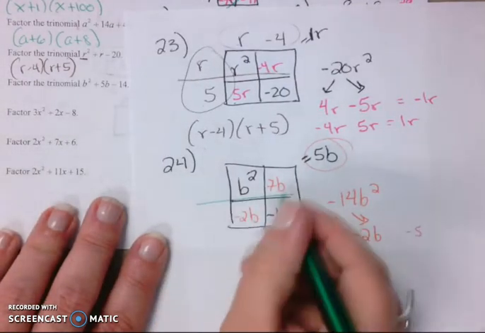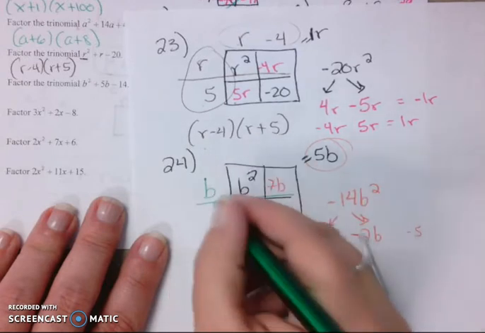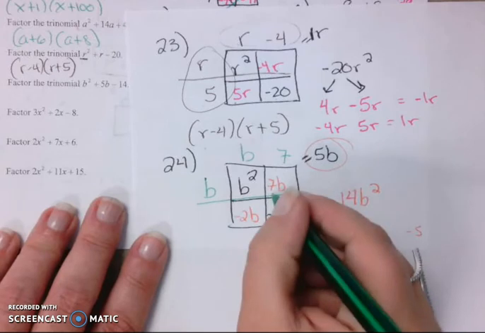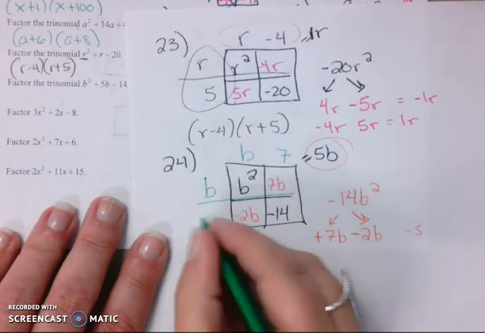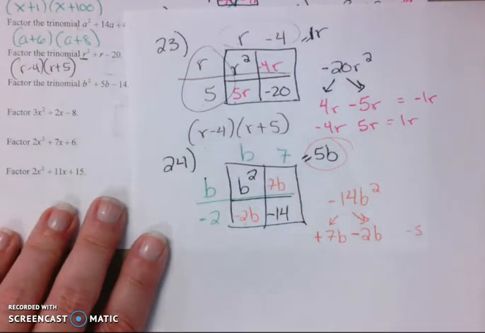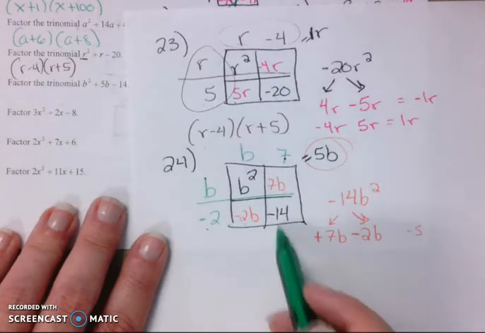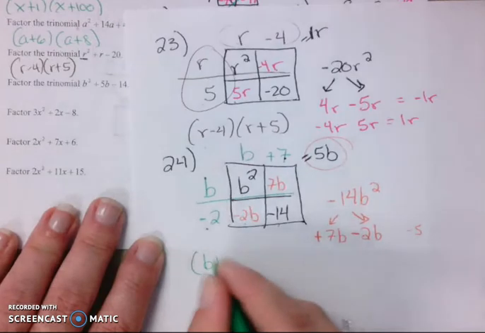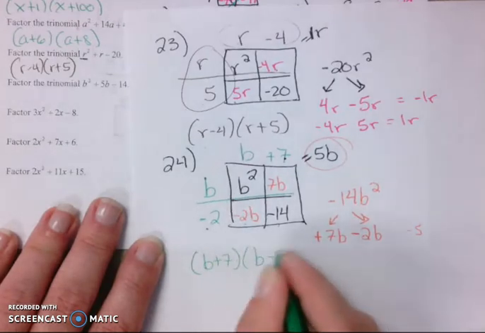So these share a b, so that means b times b is b squared, and b times 7 is 7b. b times negative 2 gives me the negative 2b. Negative 2 times 7 is the negative 14. This is a positive, so I put b plus 7 times b minus 2.